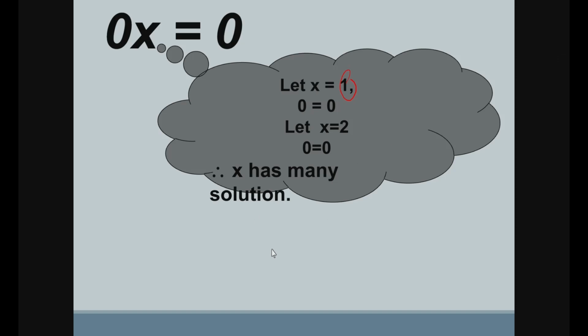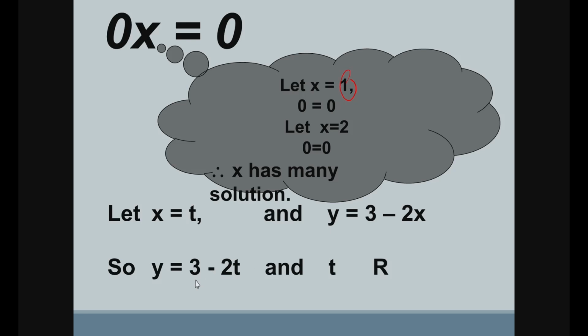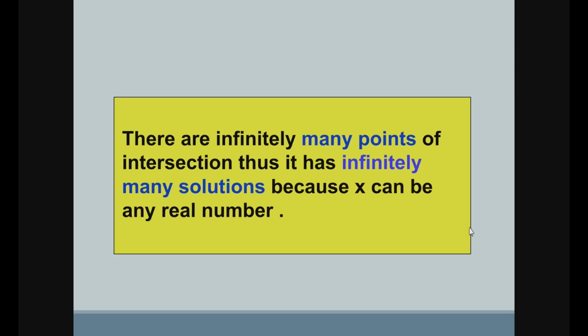Let's say we let x equal to t and y equal to 3 minus 2x. So, y equal to 3 minus 2t. Okay, we substitute here, and t is an element of the real numbers. Therefore, we can say that the system has many solutions. There are infinitely many points of intersection, thus it has infinitely many solutions because x can be any real number. Alright?